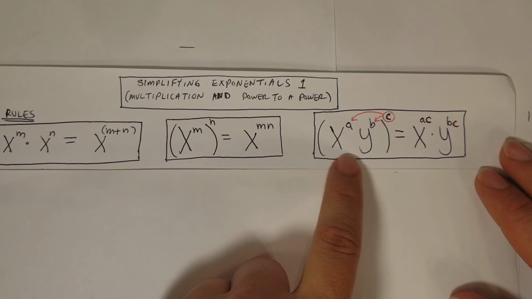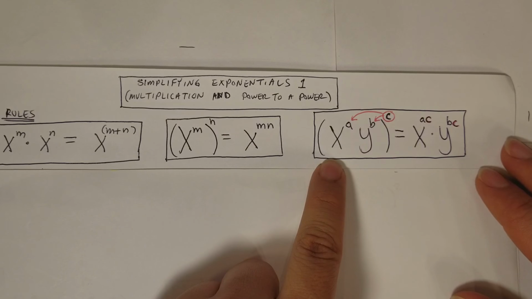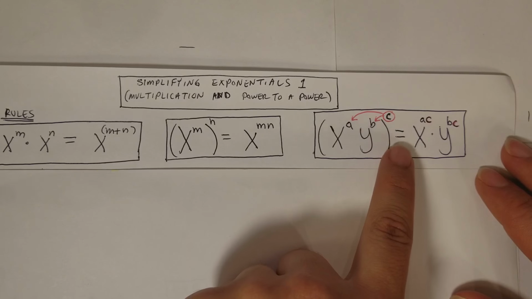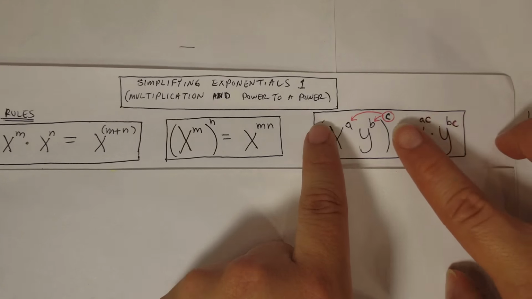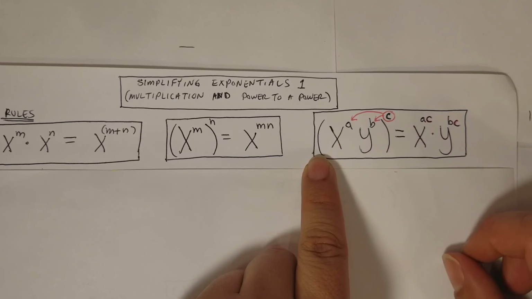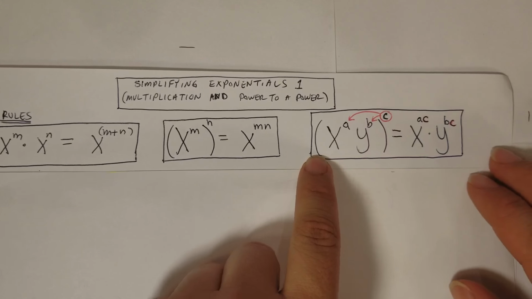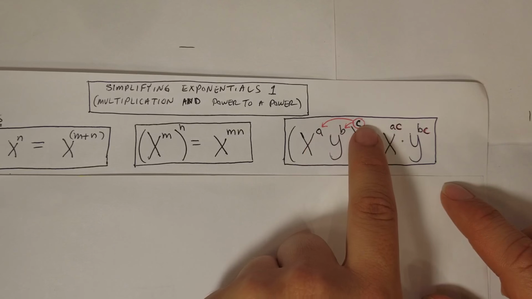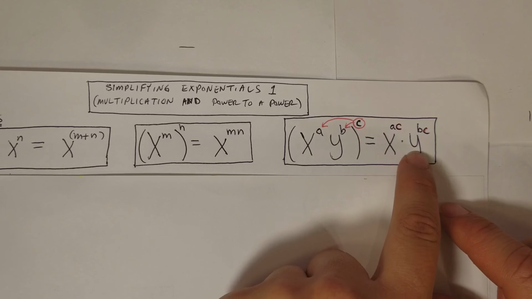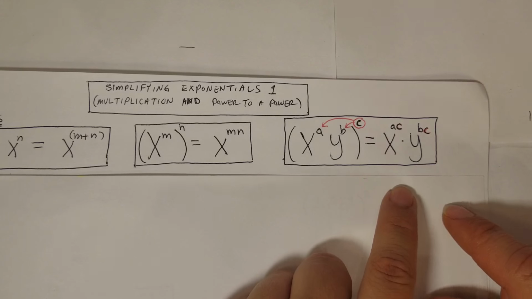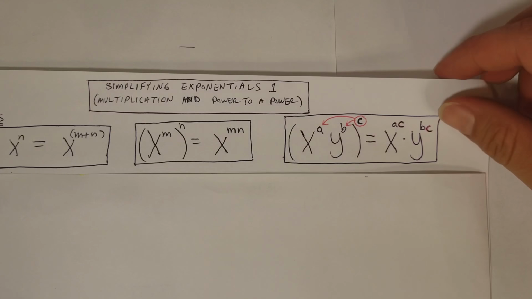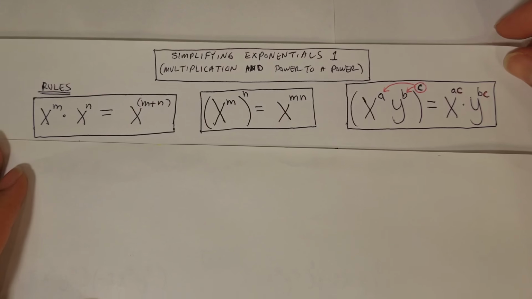Lastly, if you have more than one term inside, that term could be a number as well, and you have these guys to a power, and then that whole thing to another power, you use the distributive property, power to a power. So it's going to be x to the power of a times c, meaning that times that, and then multiply by y to the power of that times that, or b times c. Okay, we're going to be using these three rules in this video to be able to simplify exponential expressions.